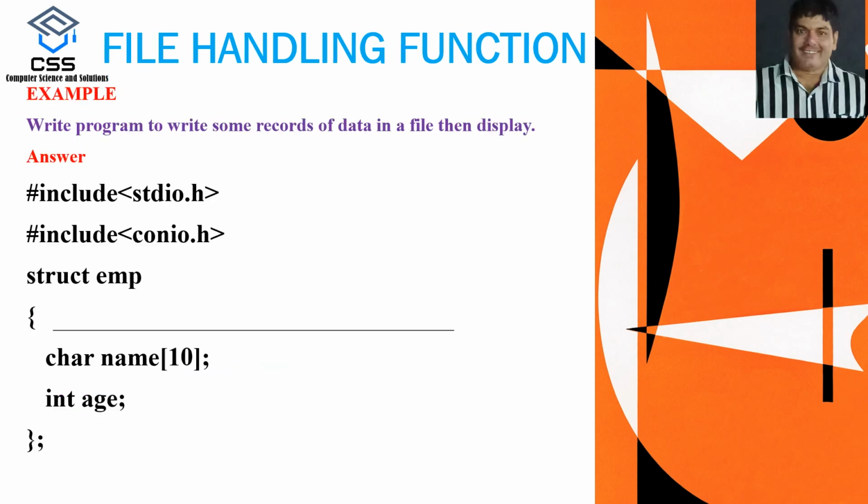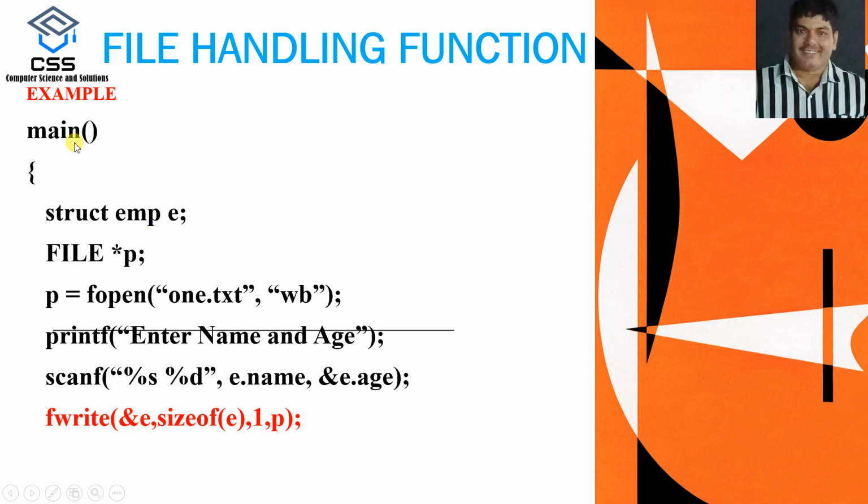Then we come to the complete program. How we have to write the record into a file, then display. We have taken a structure emp. Emp is the name of the structure, and name and age, two elements or attributes, are taken as members. Then we take a main function, the structure variable is declared as e, and a file pointer is declared. Now 1.txt is the name of the file that is created, in write mode, wb, that is write binary.